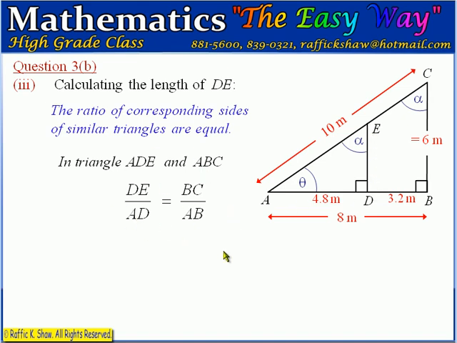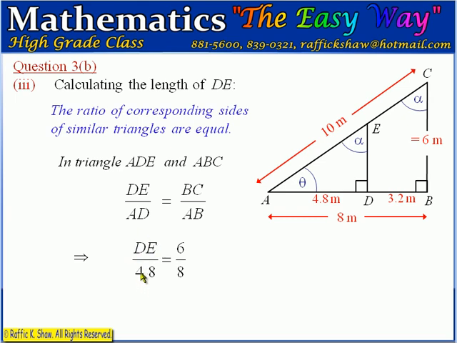All we need to do now is plug the values in for the sides that we know, and we are actually trying to find the length of DE. So if we substitute the values that we know, BC is 6. So we have substituted 6 for BC right here. AB is 8. We have replaced AB here with 8. And then AD is 4.8. So this AD, replace it with 4.8. And so we are left with DE to calculate.